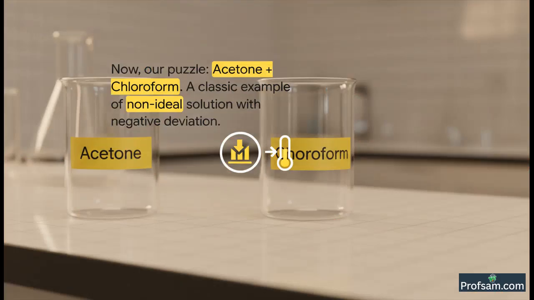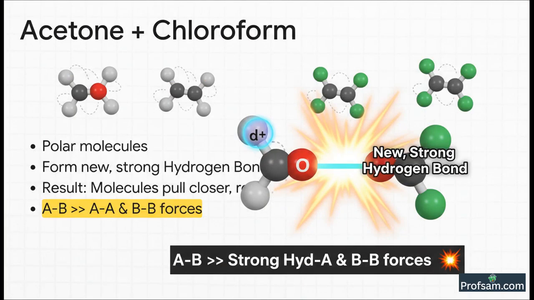Now, let's return to our original puzzle with acetone and chloroform. This is a classic example of a non-ideal solution showing a strong negative deviation. Here, the situation is completely different. When you mix acetone and chloroform, the molecules form new, strong hydrogen bonds with each other. This new attraction between an acetone molecule and a chloroform molecule is much, much stronger than the forces between two acetone molecules or two chloroform molecules. This strong pull is what pulls the molecules closer together, causing the volume to shrink. And because a stronger, more stable bond is formed, energy is released in the form of heat.